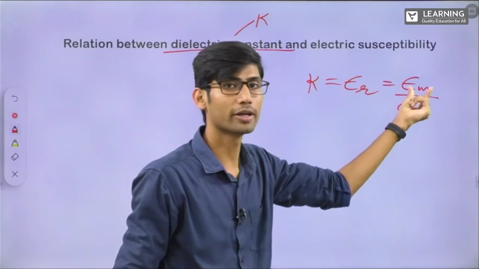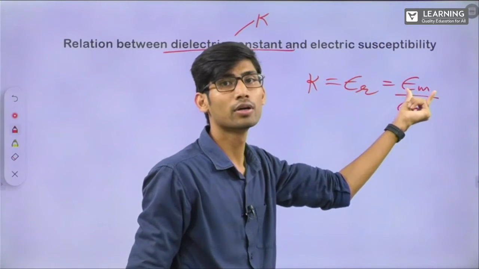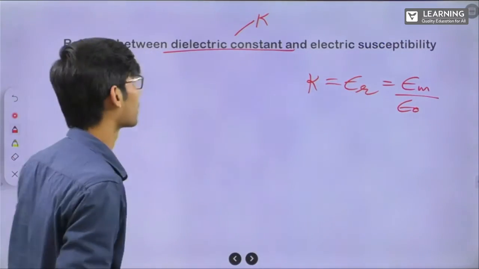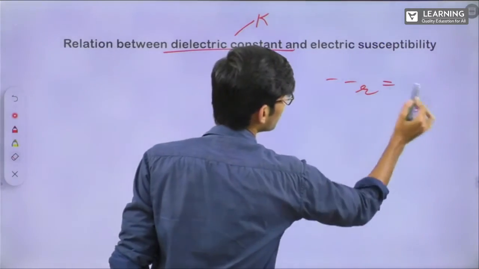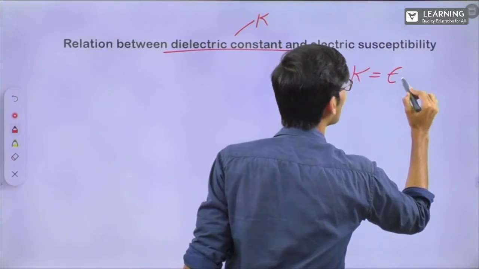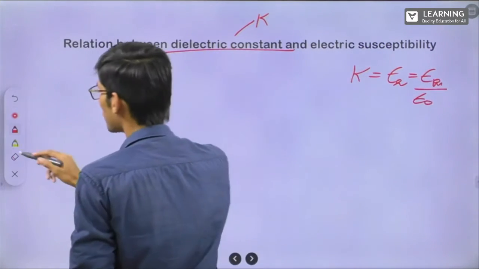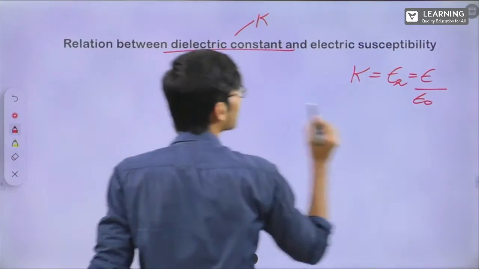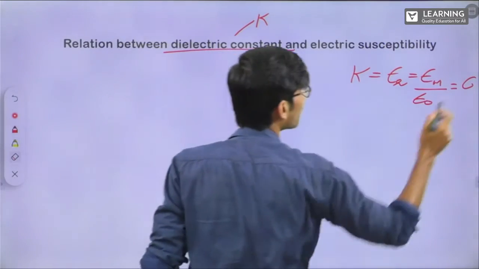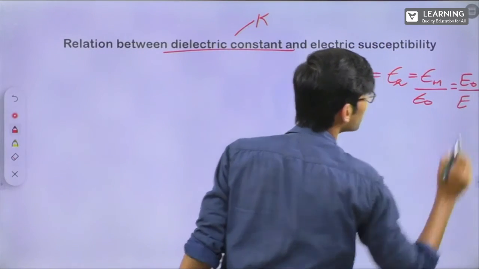This was permittivity of medium, this was permittivity of free space. This was the relative permittivity, that means the ratio of permittivity of medium to the permittivity of free space. That is only dielectric constant. Now see, from here K is equal to epsilon R, that is epsilon M upon epsilon naught, and that is also equal to, if you remember, E, electric field in free space, or E naught upon E, correct?